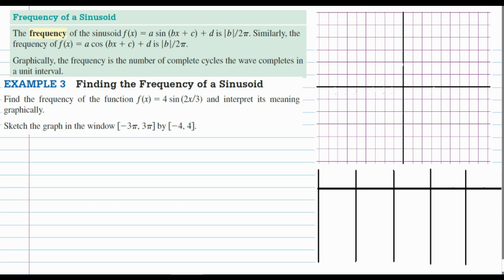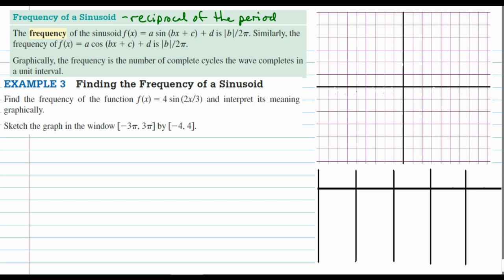So the period is how many units it takes to complete 1 cycle. This is how much of 1 cycle is in a unit. So technically, the frequency is the reciprocal of the period. So in example 3, our task, or our mission, if you choose to accept it, is to find the frequency of the function f of x equals 4 times the sine of 2x over 3 and interpret its meaning graphically. Then we need to sketch the graph.